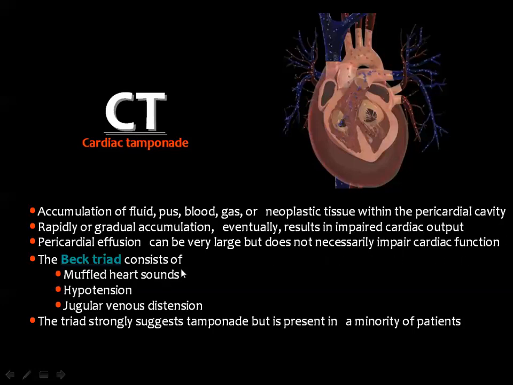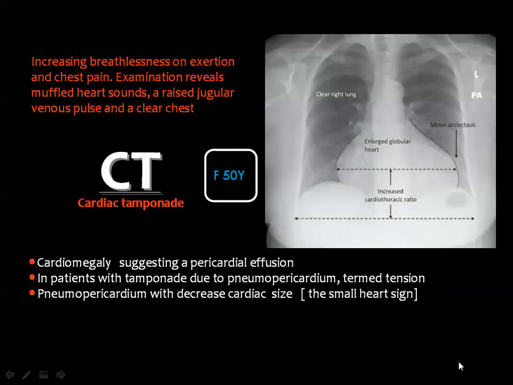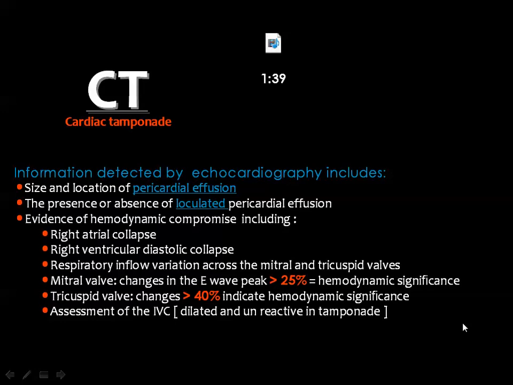The big triad, which is used to diagnose cardiac tamponade, consists of muffled heart sounds, hypotension, and jugular vein distension. The triad strongly suggests tamponade, but is present in a minority of patients. In this patient with breathlessness on exertion and chest pain, the chest X-ray showed evident enlargement of the cardiac shadow, suggestive of the presence of pericardial effusion.